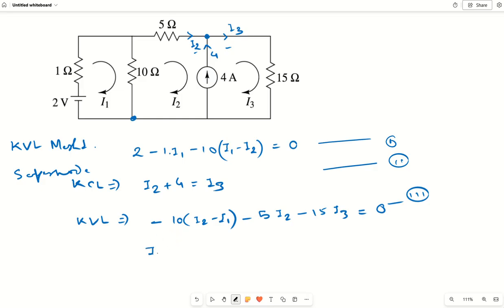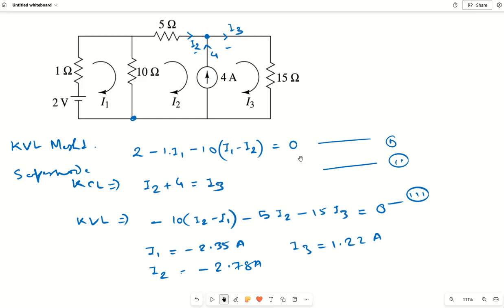So the values after solving, we will find as I1 equals minus 2.35 ampere, I2 equals minus 2.78 ampere, and I3 equals 1.22 ampere. Okay, so it is as simple as that, right?